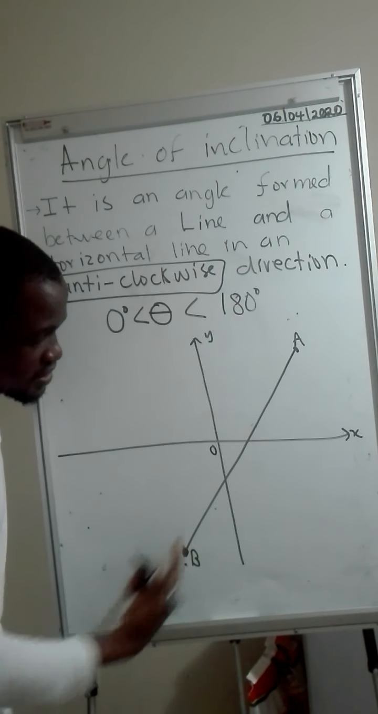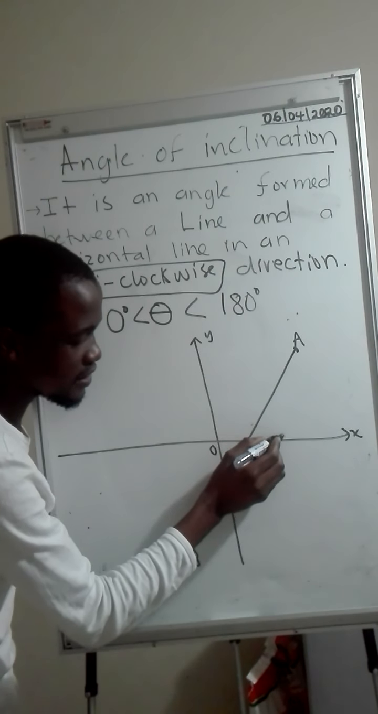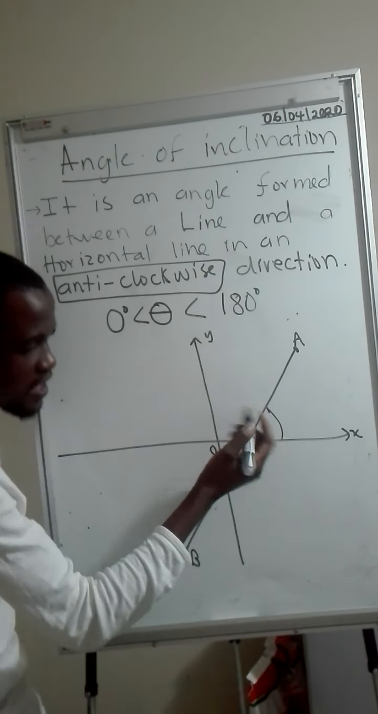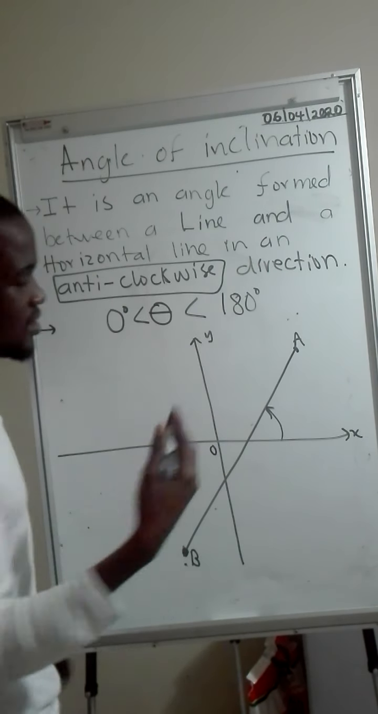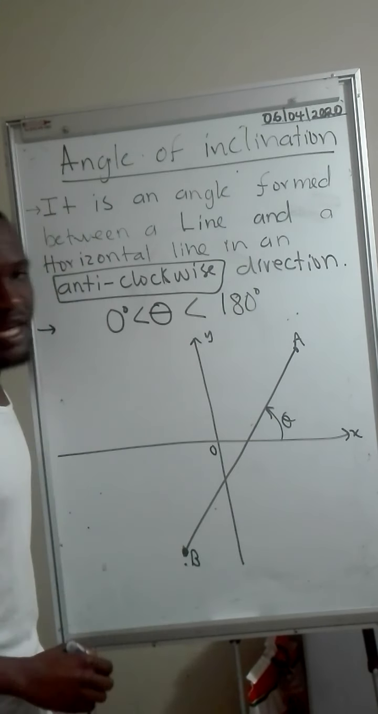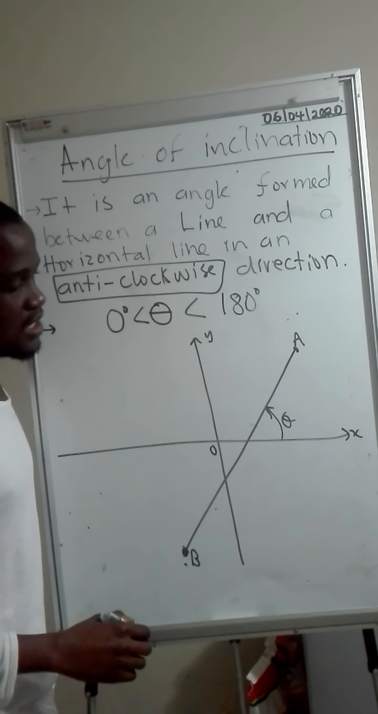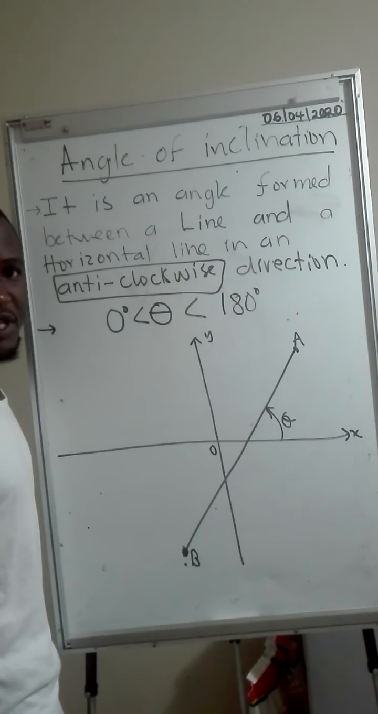You can see that, eh? Any line and the horizontal. So the angle of inclination here is in an anti-clockwise direction. Most of the time they represent it by theta. So this is the angle. It's an angle between our AB and the horizontal line.